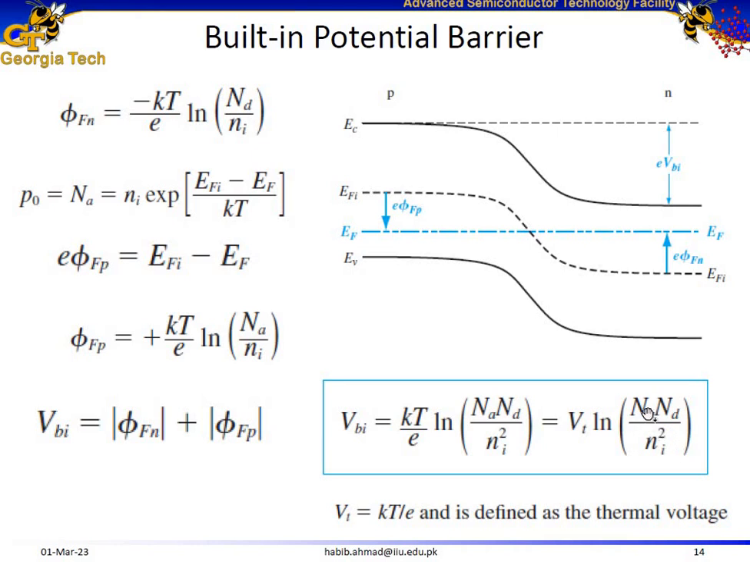The built-in potential is directly proportional to the acceptor doping for the p-type semiconductor, to the donor doping for the n-type semiconductor, and it's inversely proportional to the intrinsic carrier concentration for silicon. So if you increase the acceptor and donor doping, the built-in potential would be higher, and if you decrease the doping concentrations, the built-in potential would be lower.